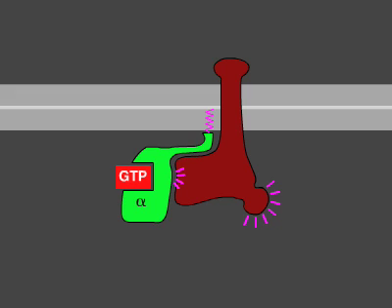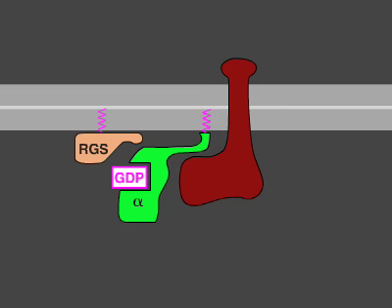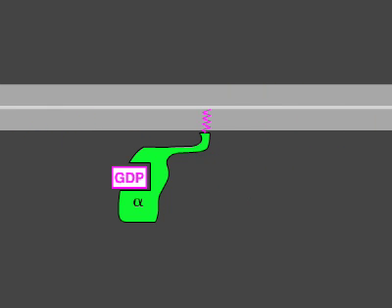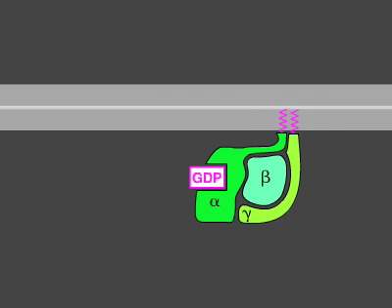Eventually, the alpha subunit hydrolyzes its bound GTP to GDP, which inactivates the subunit. This step is often accelerated by the binding of another protein, called a regulator of G protein signaling, or RGS. The inactivated GDP-bound alpha subunit now reforms an inactive G protein with a beta-gamma complex, turning off other downstream events.